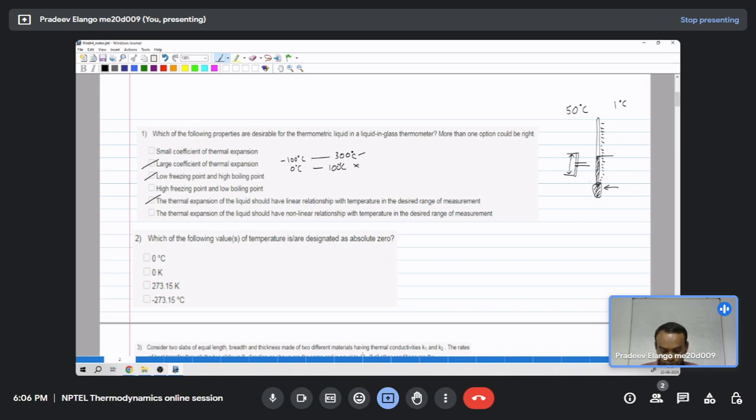Second question, which of the following values of temperature is or are designated as absolute zero? Here we know 0 Kelvin is absolute zero, and 0 degrees Celsius is not. 273.15 Kelvin is again 0 degrees Celsius, and this we know is 0 Kelvin. So options 2 and 3 are the right answers.